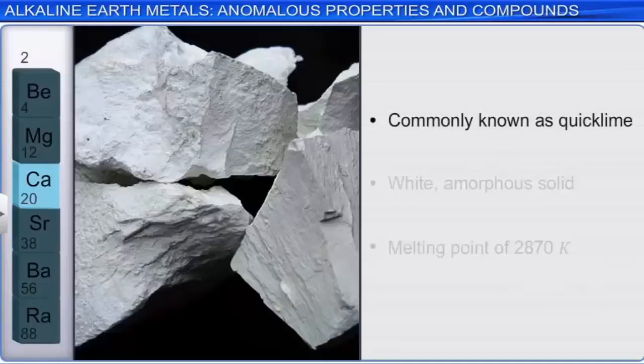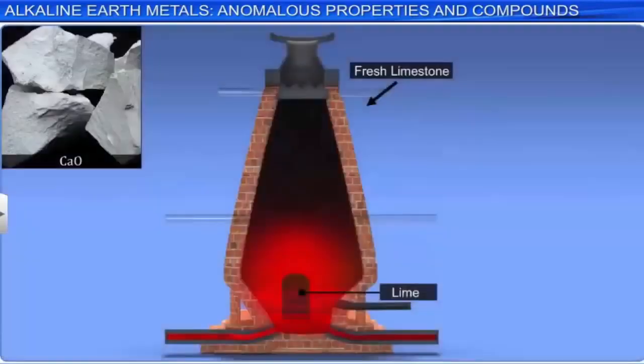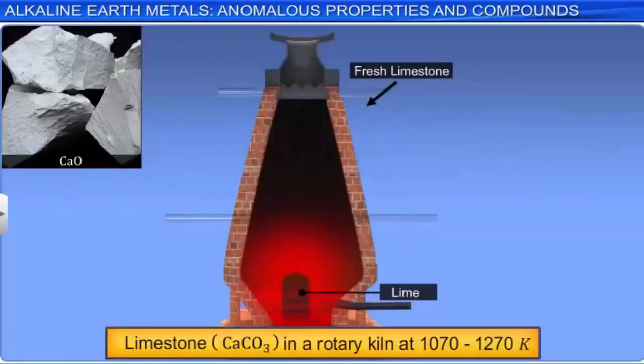limestone or CaCO3 is heated in a rotary kiln at 1070 to 1270 Kelvin. At these conditions, calcium carbonate decomposes to form calcium oxide and carbon dioxide. The carbon dioxide is removed continuously to drive the equilibrium to the products.